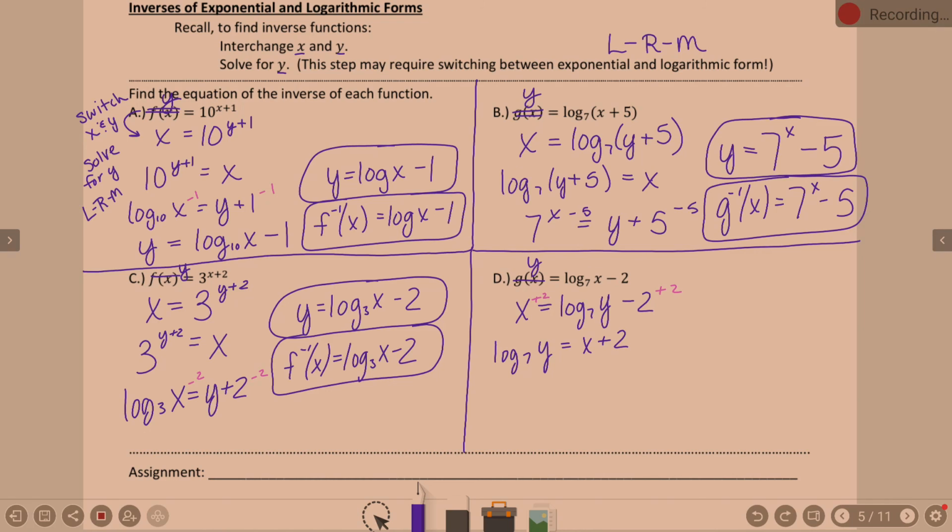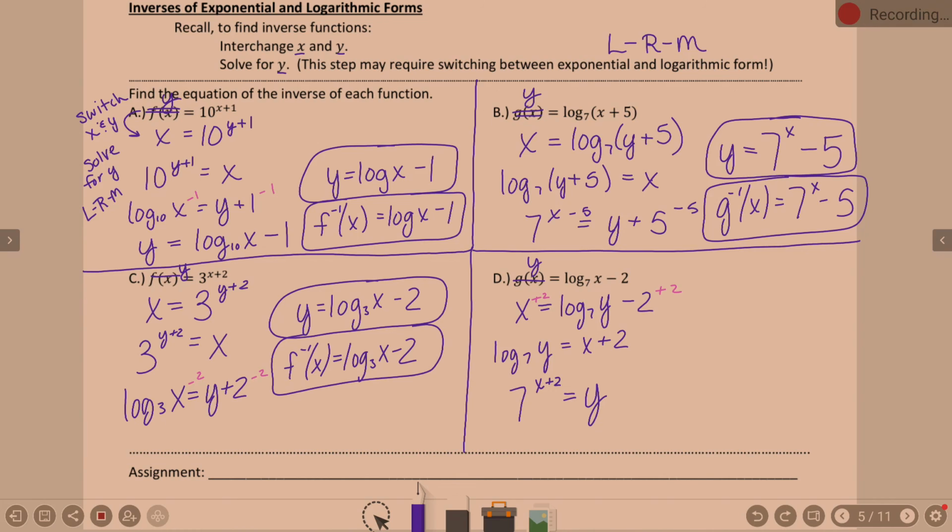Yes. And the only difference is the parentheses on the previous one, not parentheses on this one. That was your clue. That's what you have to watch for. Now I can do a left, right, middle. My base on the log is my base in the exponents, yes? And then basically switch the other two pieces. So 7 to the x plus 2 equals y. So the left raised to the right equals the middle.